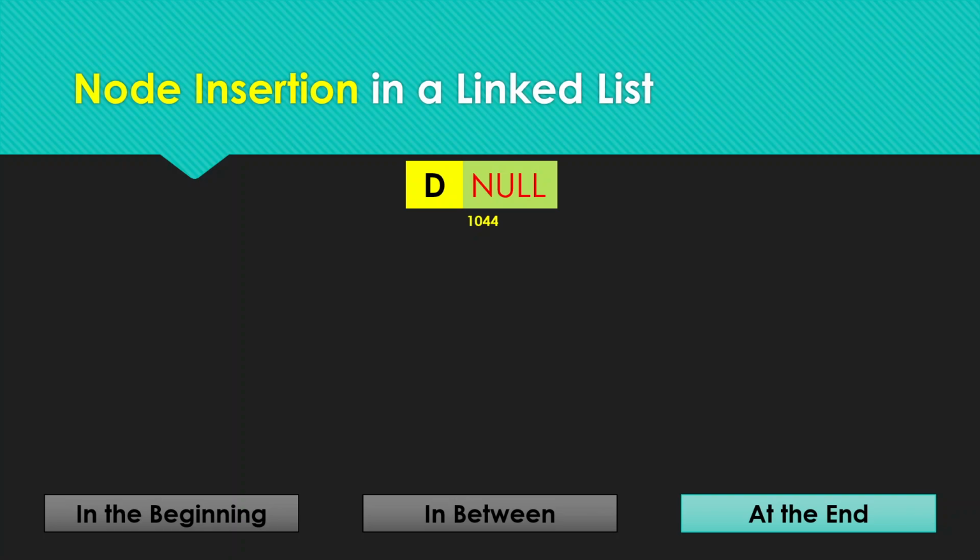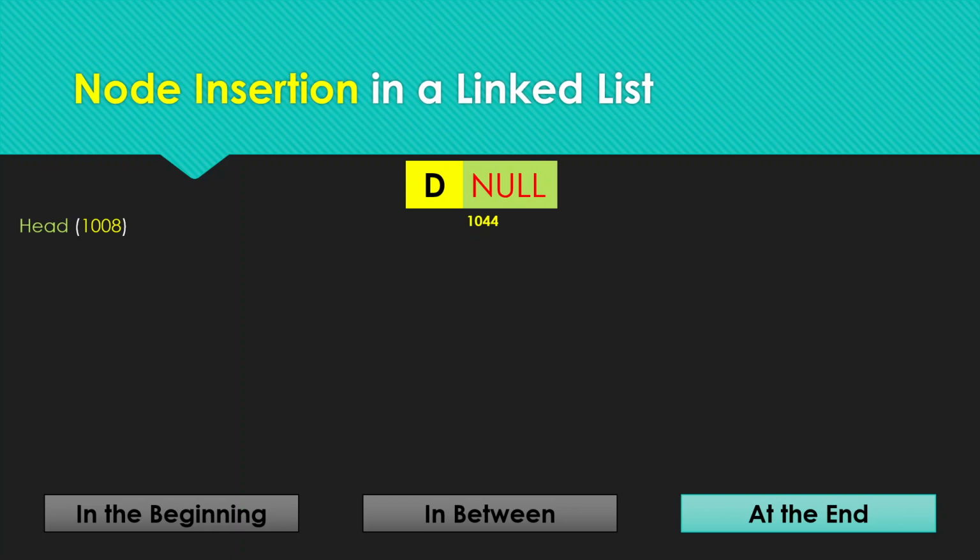Then we need to begin by checking the head. So is the head empty? Is it none? If it's none, then we simply point the head to this particular node that we've created, meaning that it's the only node in our linked list. So that's the first condition.